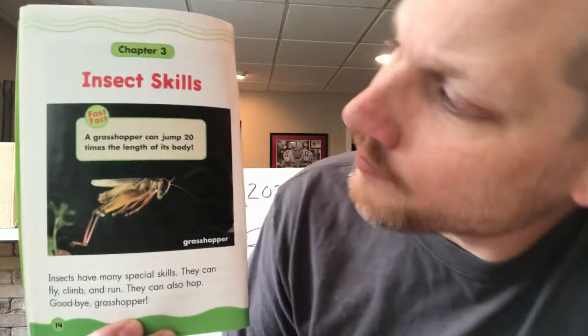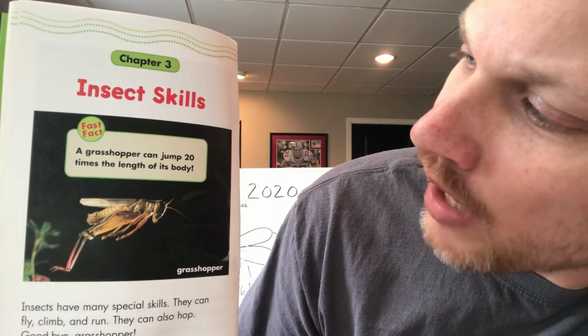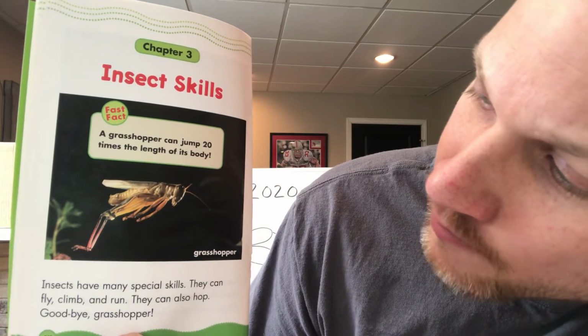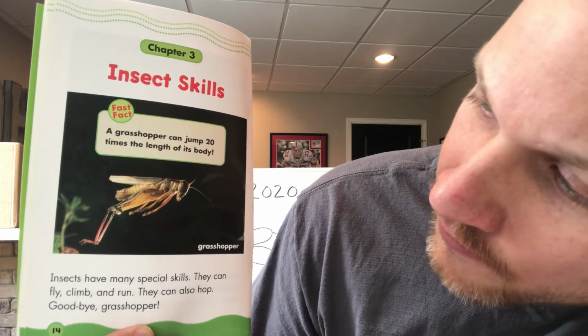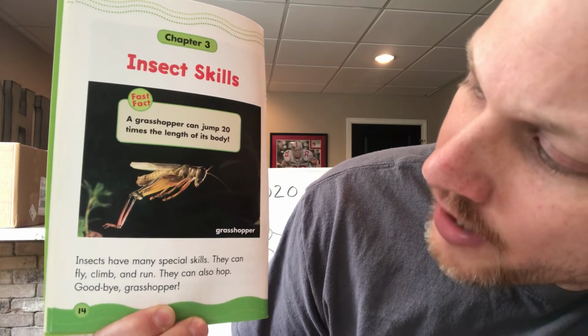All right, insect skills. A grasshopper can jump 20 times the length of its body. Insects have many special skills. They can fly, climb, and run. They can also hop. Goodbye, grasshopper.